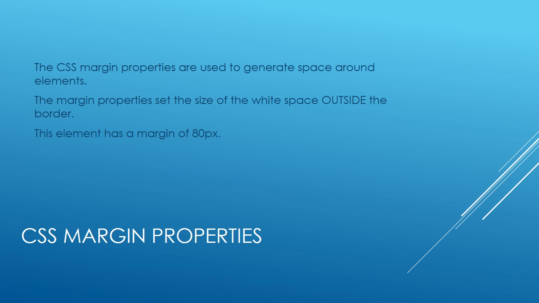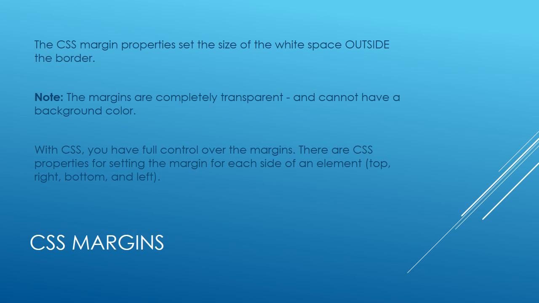CSS margins. The CSS margin properties are used to generate space around elements. The margin properties set the size of the white space outside the border. This element has a margin of 80 pixels. The CSS margin properties set the size of the white space outside the border. Note: the margins are completely transparent, and cannot have a background color.